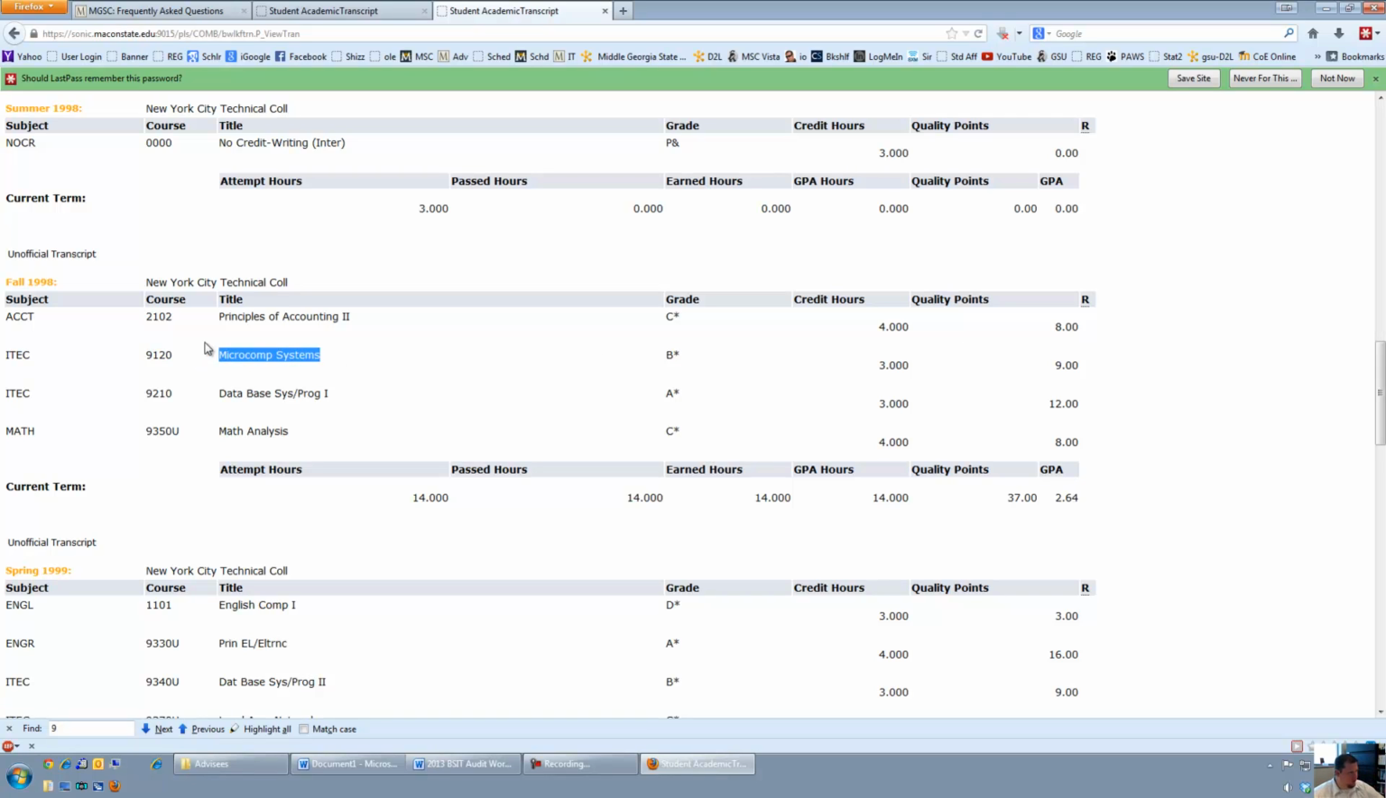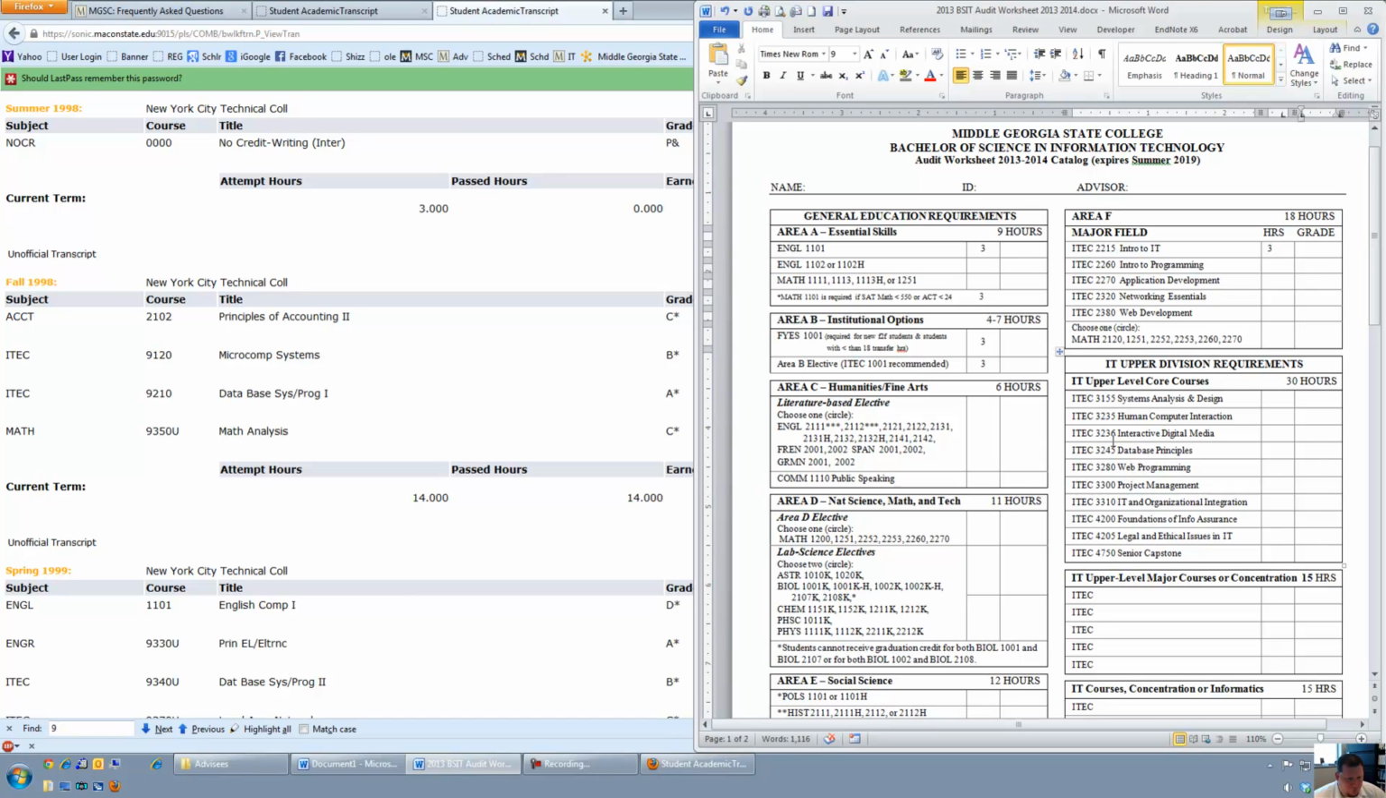So what a student could do is petition for this to count as a course. Typically it's not going to be counted if the registrar hasn't already accepted it, but the student could still petition for it to be equivalent to a course that we have. So here's a database course. It was transferred in as 9210. So we could petition for that to be either accepted for partial credit or to be petitioned to be accepted as one of our courses.